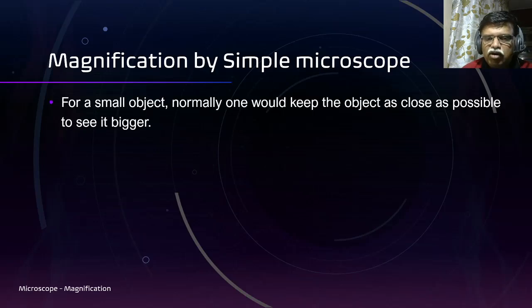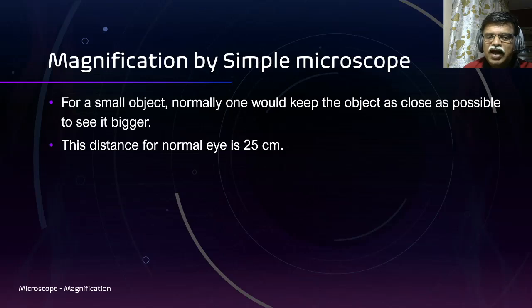So for a small object, normally one would keep the object as close as possible to see it bigger. The distance for a normal eye is 25 centimeter. That is, at about 25 centimeter, if you keep an object, that is the closest distance at which you can keep an object and still see a good image. This is for a normal human eye. Of course, one may need to correct the eye depending on whether one has myopia or hypermetropia.